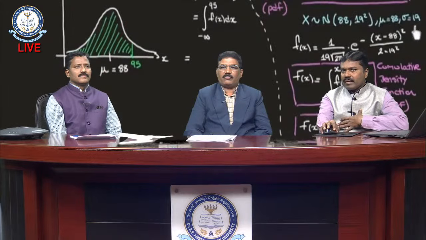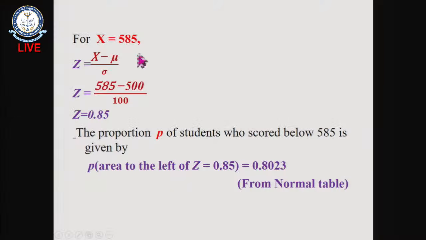Now, for our calculation, what is the first step? My x value is transformed to z. I know the standard formula: z is equal to (x minus mu) by sigma. My x value is 585, and this score is substituted in z. So z is equal to (585 minus 500) by 100. After simplifying, that is 85 by 100, and we get 0.85.